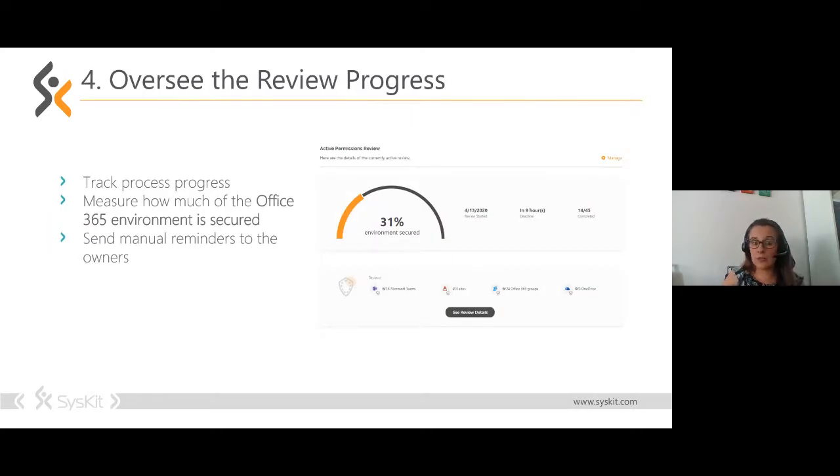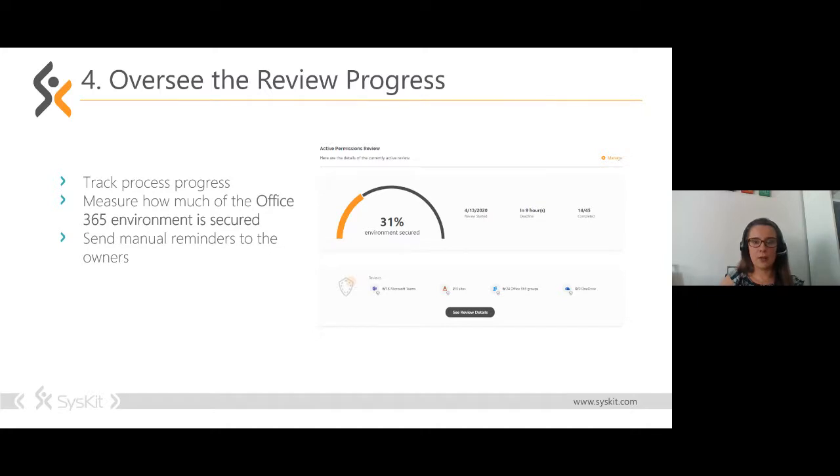During the entire process, while the owners are reviewing access, you can keep track of how it's going. So you have this governance dashboard. You see how much of your environment is actually secured, which percent of the sites that you decided to include in this process is actually reviewed. You can send manual reviews for the owners who didn't complete the task. And of course, you can keep track of all historical events, all previous reviews, and every detail that's available there.